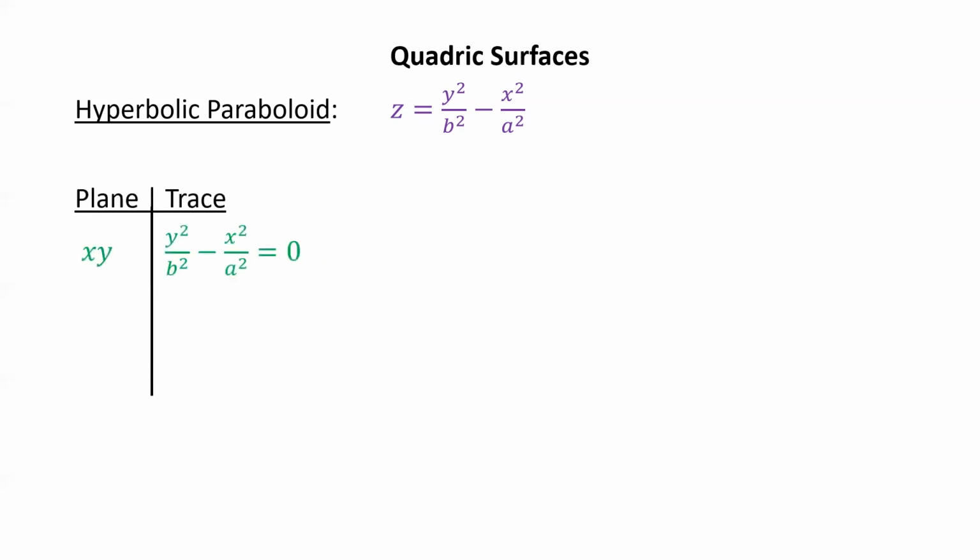Okay, so let's look at some traces. In the xy plane, when we set z equal to 0, we get y squared over b squared minus x squared over a squared equals 0. This just gives us the origin. In the xz plane, we get z equals negative x squared over a squared, which is just a downward-facing parabola. And the trace in the yz plane is z equals y squared over b squared, which is an upward-facing parabola.